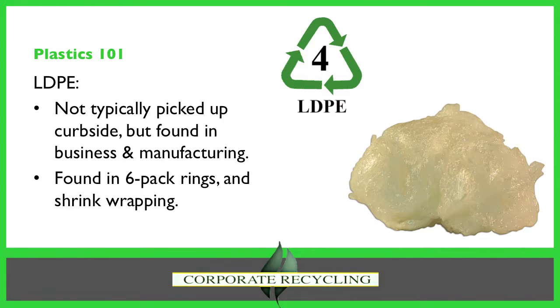Number 4, LDPE, or low density polyethylene. You don't typically see a lot of LDPE that is recycled through curbside programs, but it is definitely found in a lot of business and manufacturing settings. The primary uses that you will see this in is the rings around the 6-packs of soda cans, and probably the majority is shrink wrap. It's a clear stretch wrap film that can be wrapped around products to keep them in place, but can also easily be cut and disassembled.